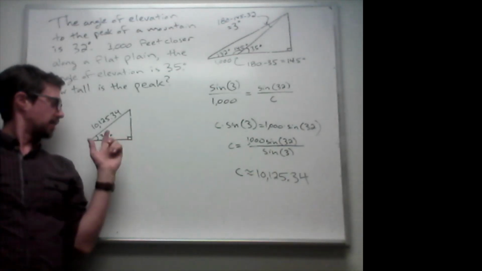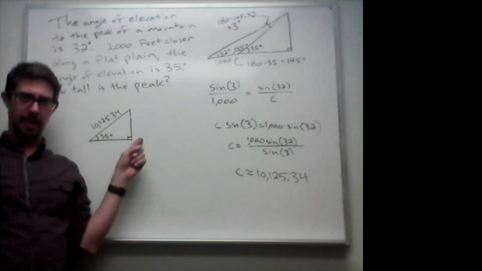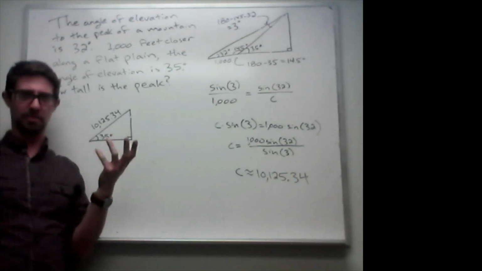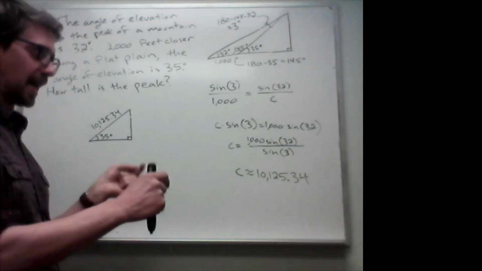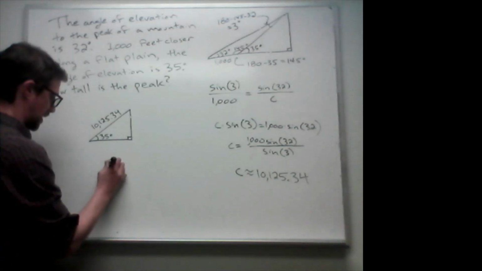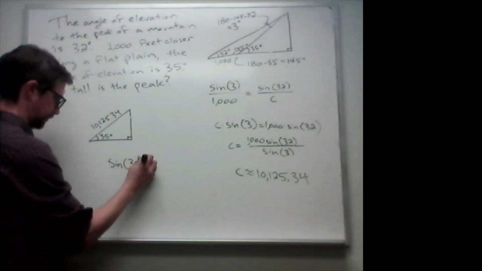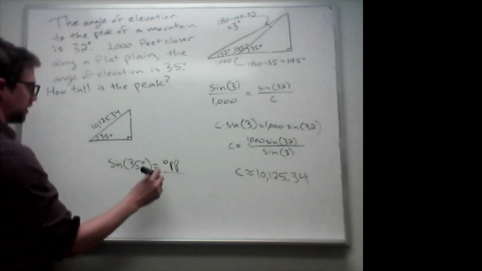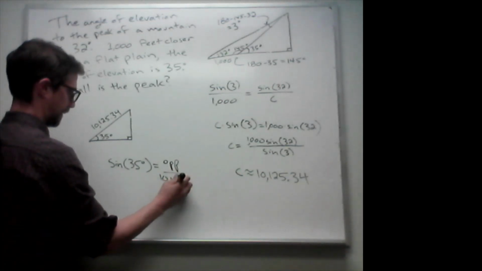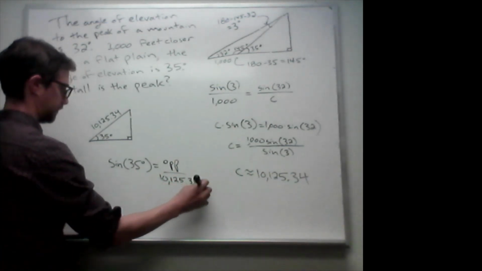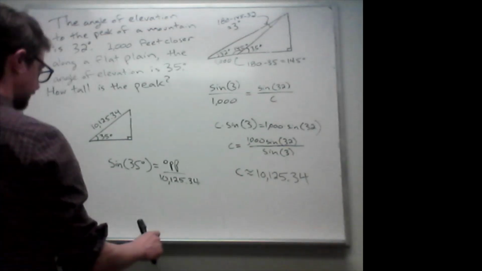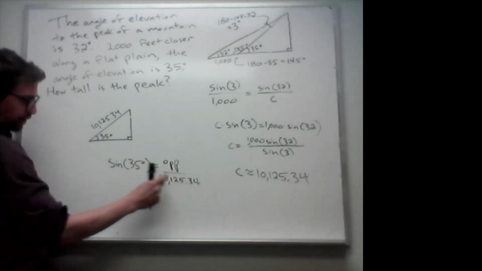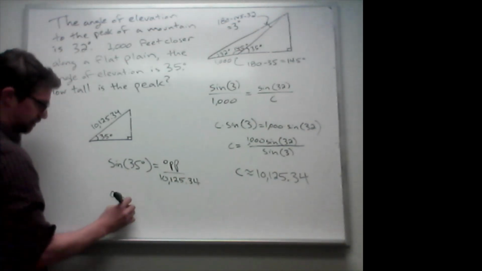Okay, so now we just think, I have an angle and a triangle. I need the opposite side. I have the hypotenuse, O and H. Which one of the three right triangle ratios is O and H? Sine is opposite over hypotenuse. So sine of 35 degrees equals opp, the thing you want, over 10,125.34. Which means that opp is, so we're solving for opp, multiply both sides of the equation by 10,125.34, whatever.